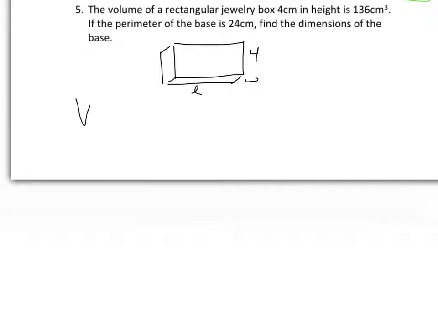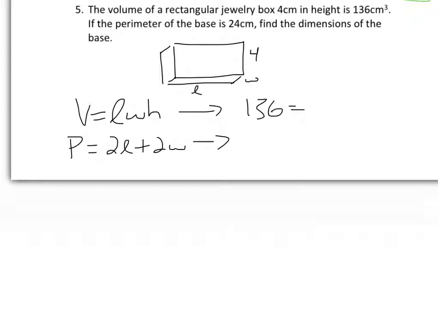Remember, the volume of something like this is length times width times height. Okay, and the perimeter of this whole thing is 24. Now the perimeter of that, the way you would find that, is 2 times the length plus 2 times the width. Okay, so we've got these two equations. We've got to figure out what unknowns we have. Okay, because we have some of the stuff. For this top one, we have the volume is 136, and we have the height, 4LW. Okay, we don't have the length or the width.